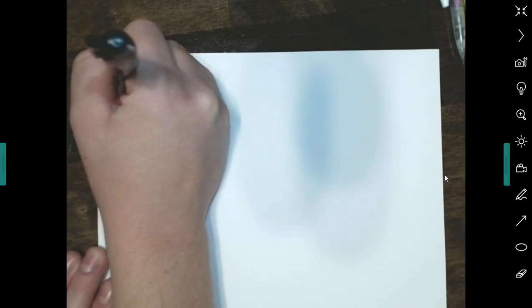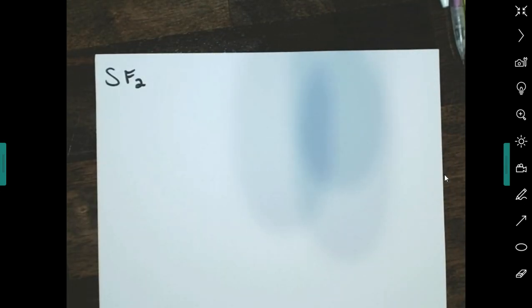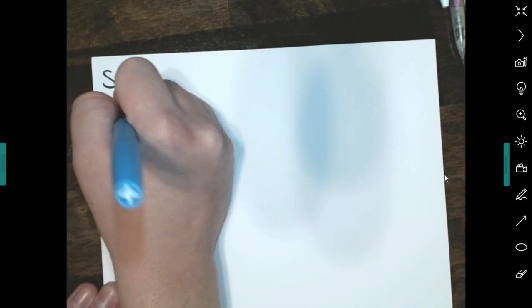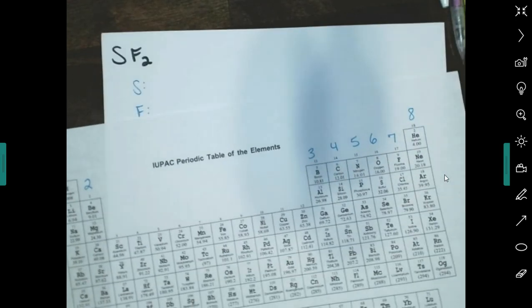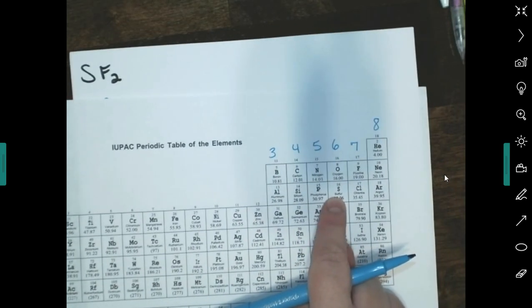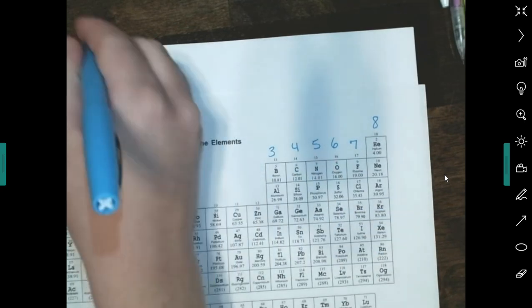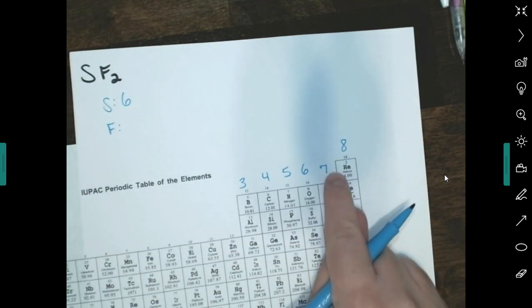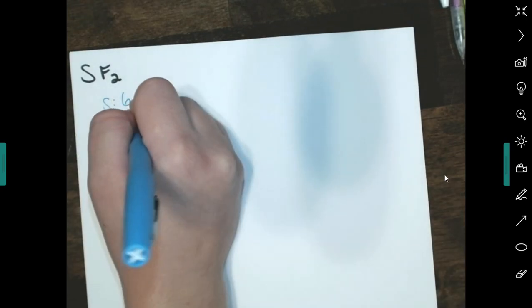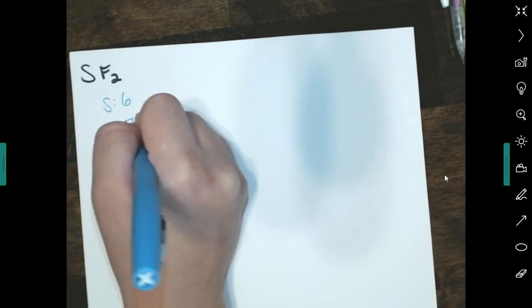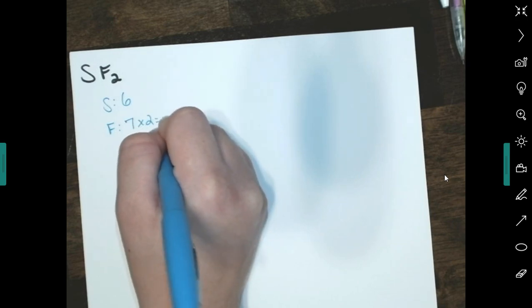The next one I have is SF2. So we have sulfur and fluorine. Let's see how many valence electrons each has. Sulfur has 6 valence electrons, and fluorine has 7 valence electrons. I have 2 fluorines, so let's double it. So 6 plus 14 is 20.